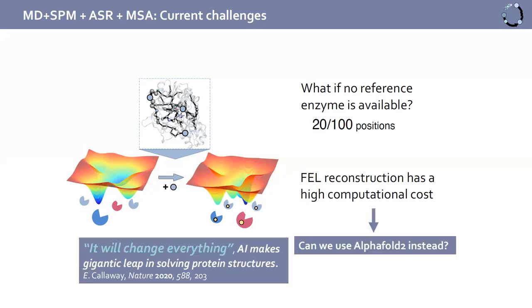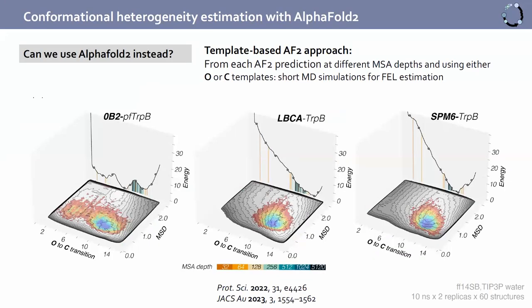And so at that point, we asked ourselves whether we could use AlphaFold. That really has changed our life. So whether we can use AlphaFold and try to estimate the conformational heterogeneity without the need of such long MD. And this is what we did. We applied it in these systems in which we have a lot of information.